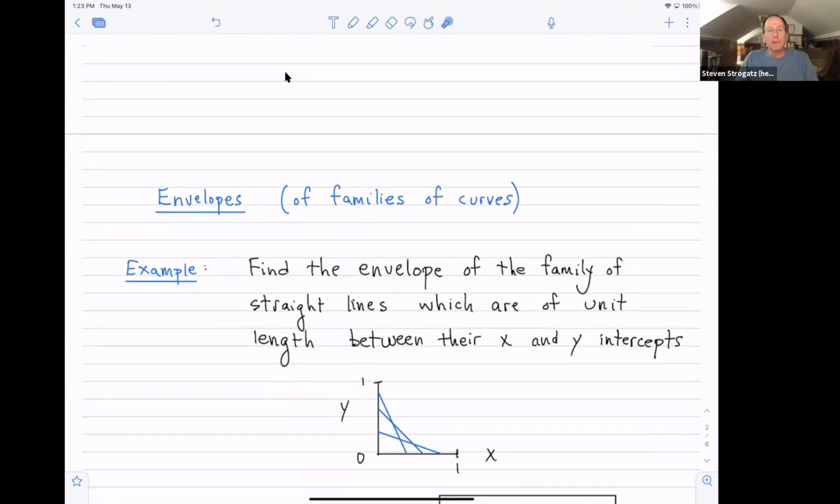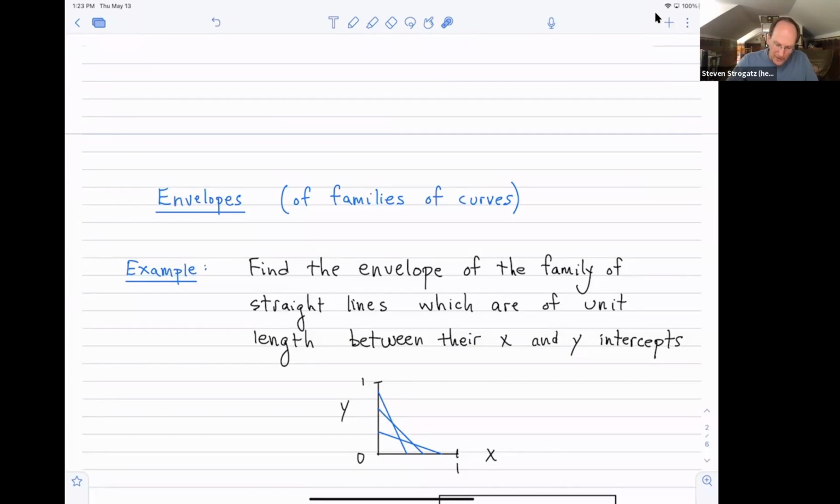So think about the question of a family of straight lines, like here's one, of unit length. Think of this as a fixed line segment of unit length, and we're interested in the straight line segments of unit length between their x and y intercepts, say between these 2 points. And then let that slide down, almost like a ladder sliding down a wall, keeping one point in contact with the wall while the bottom slides out.